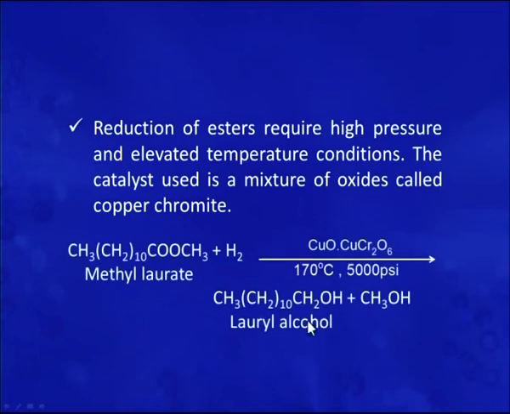Here you can see methyl laurate is an ester, the ester of a long chain carboxylic acid. This ester upon reduction forms lauryl alcohol along with methyl alcohol. The conditions required for this are copper chromite at 5000 pounds per square inch of pressure and 170 degrees of temperature. So, drastic conditions are utilized for the reduction of esters.